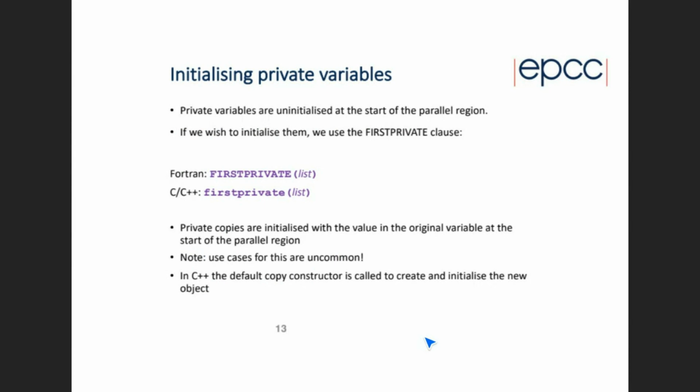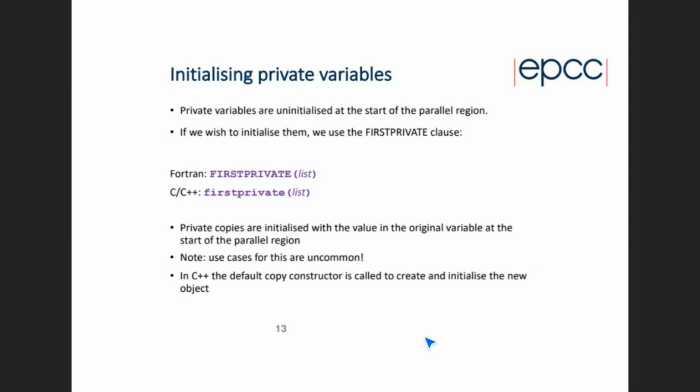So I mentioned that private variables are uninitialized by default at the start of the parallel region. We can change that behavior if we want to. If we want to initialize them, then we can use the firstprivate clause instead of private. This behaves exactly the same as the private clause, so it creates a new copy of the variables in the list for every thread. But those private copies are initialized with the value that the original variable contained at the start of the parallel region.